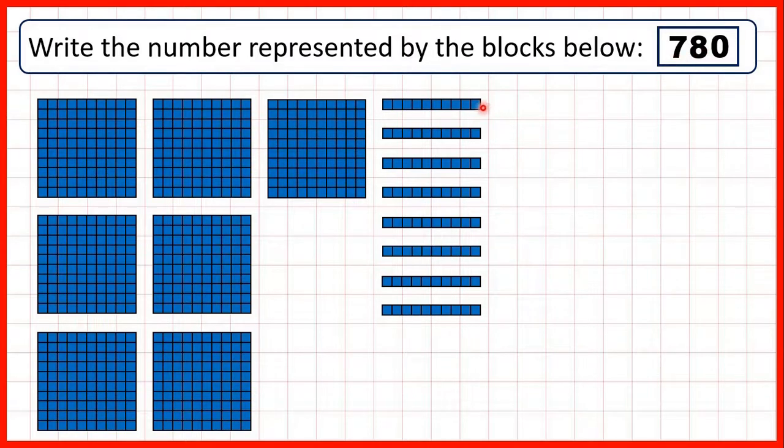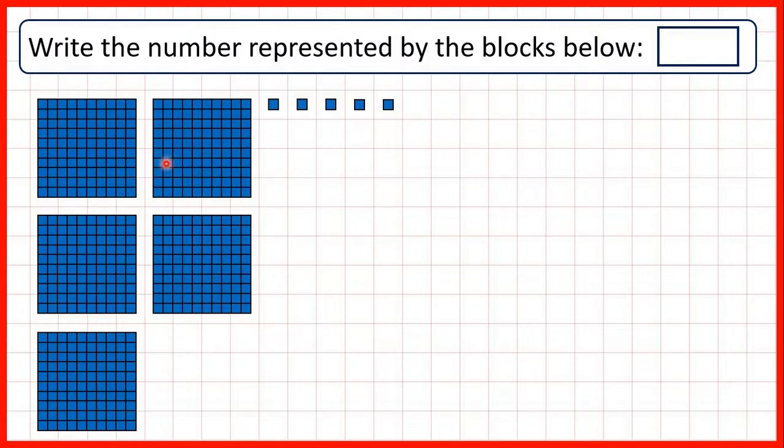But if we didn't have this 0 here, we would have written the number 78. But that would show 7 tens and 8 ones. So we need this 0 here as a placeholder to show that this 7 represents 7 hundreds and this 8 represents 8 tens. So again, in a 3-digit number, we need digits for our hundreds, tens, and ones. So if we don't have any blocks of a certain place value, we need to write a 0 as a placeholder.